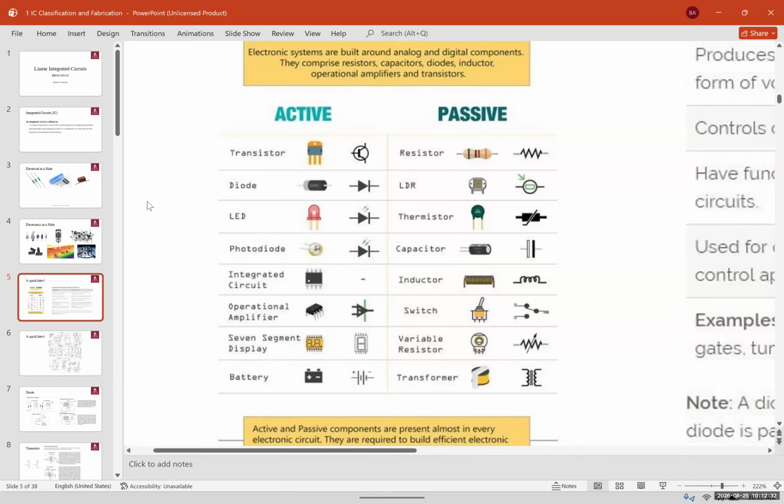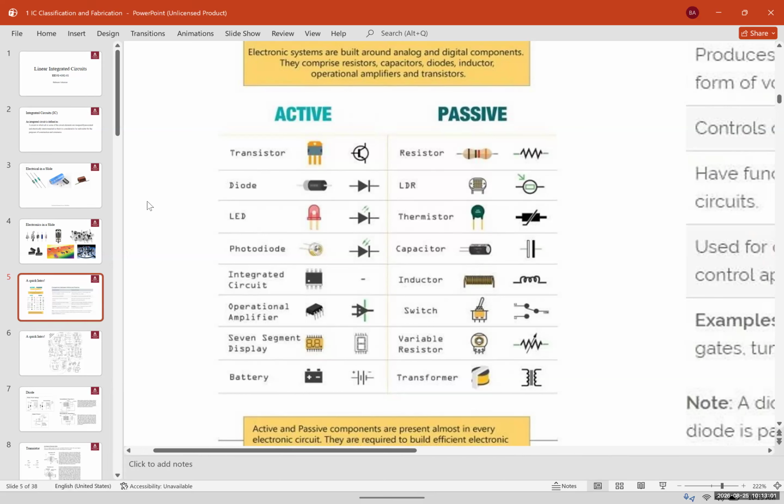LEDs, obviously, they produce their own photon or current. Photodiode is a good example as well. You put light on it and it produces a small amount of current. ICs are also active elements. Operational amplifier or op-amps type of IC is also an active element. 7-segment displays and batteries are also active elements.